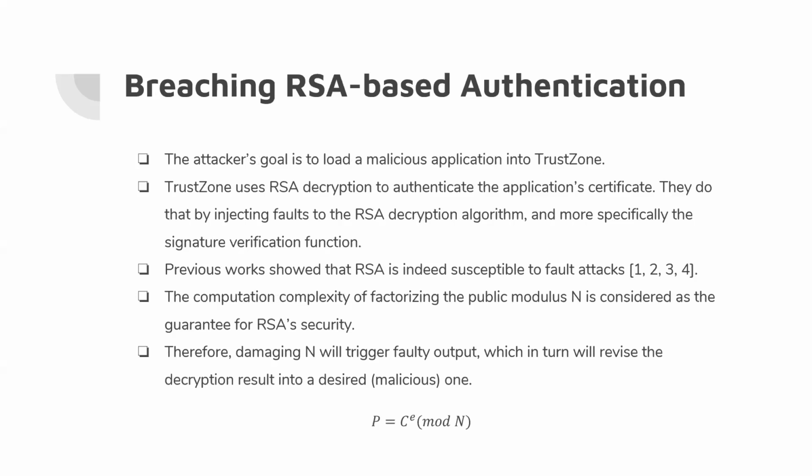The second experiment with VoltJockey aimed at bypassing the RSA verification to load malicious applications into TrustZone. According to previous works, RSA is also susceptible to fault attacks, just like AES. RSA security guarantees are based on the computational complexity of factorizing the public modulus N. The formula for the decryption algorithm is at the bottom, for those of you who don't remember. If we inject faults into this N, we can change it to a slightly different number, which is now much easier to factorize. That way, the decryption algorithm of RSA will malfunction, and we can sign malicious apps as if they were benign.